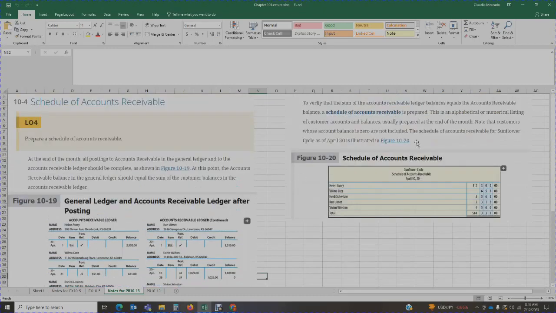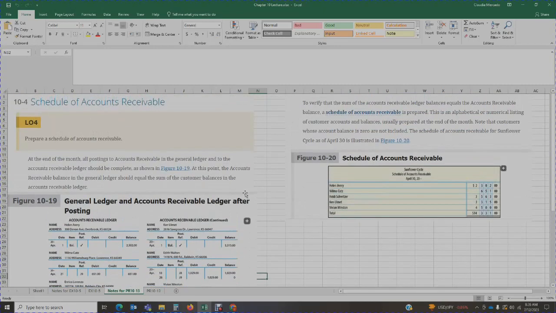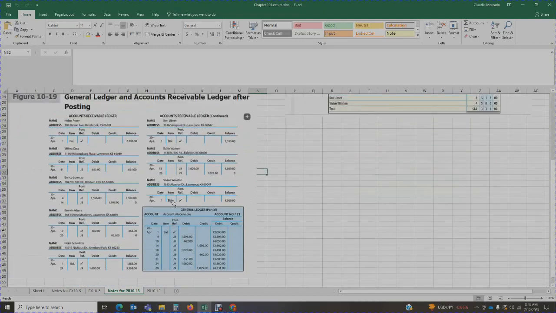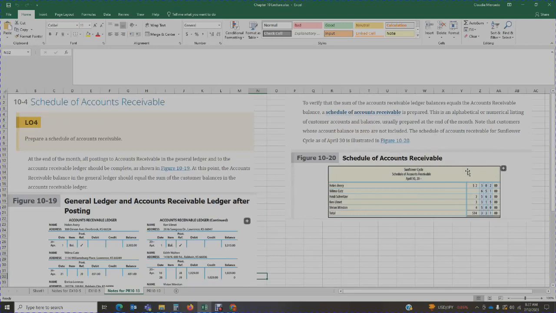Now, once we have the accounts receivable ledgers and our general ledger information, we can create a schedule of accounts receivable. A schedule of accounts receivable is what is usually given to management. Management wants to know who owes us money. If we give management all of this information, they're going to be overwhelmed. They're not going to know where to look or what to do with it. So what we accountants do is prepare schedules. This is going to be a short summary, and it's basically prepared either in alphabetical or numerical order.